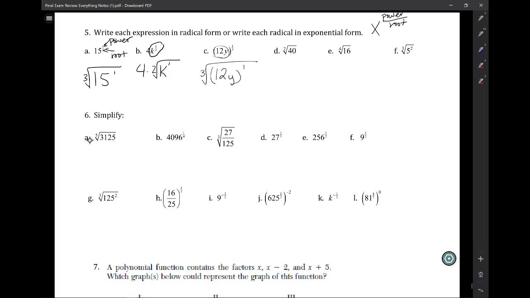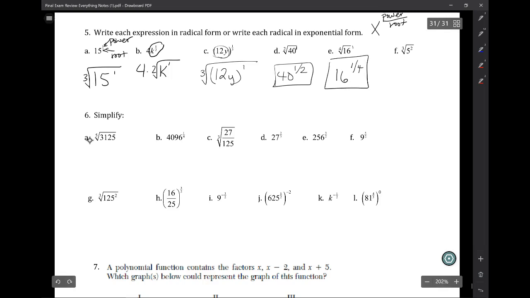If I want to go in the opposite direction, remember, if you raise something to the first power, you don't actually have to write the 1 if you don't want to. So in letter D, this is technically 40 to the first power, and I'm taking the second root of it. So that's the same thing as 40 to the 1/2. Those are interchangeable. They're equivalent. Same thing with letter E. This is 16 to the first power, and I'm taking the fourth root of it. So that would be how I could write it as a fraction.